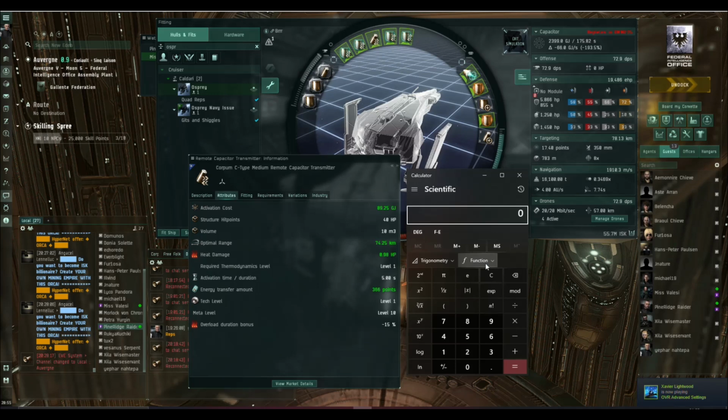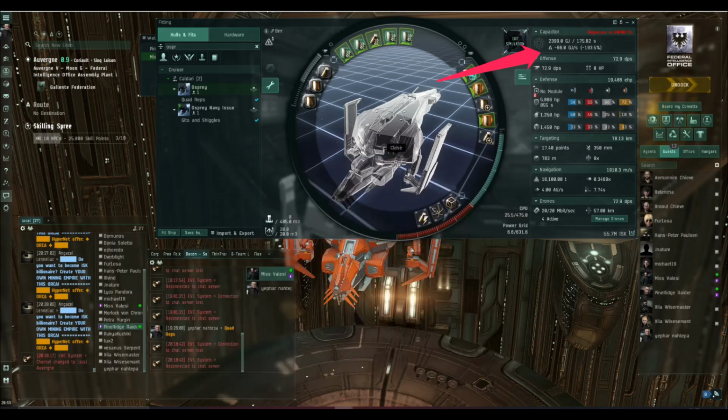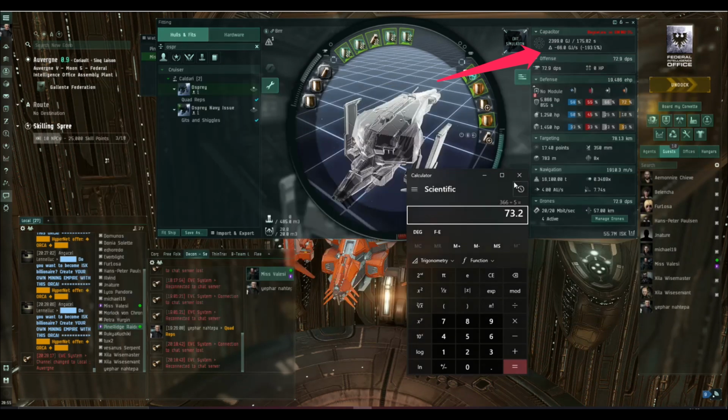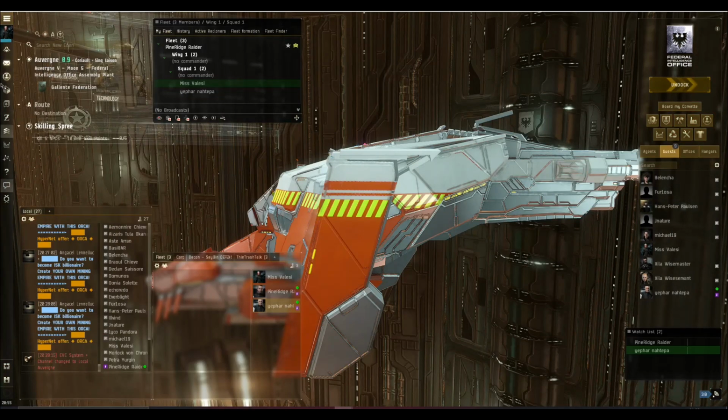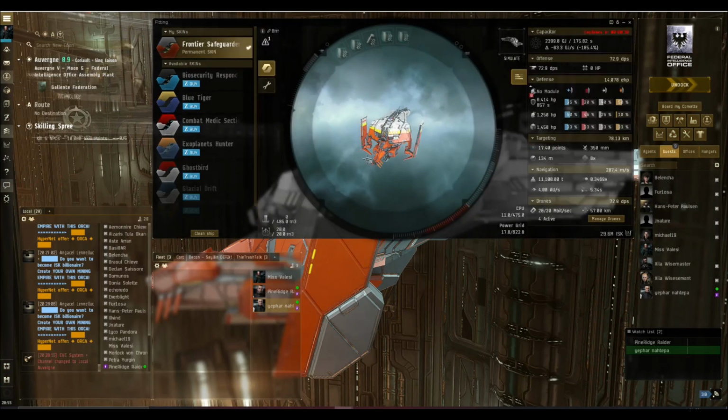So for that 5 second cycle, if we divide 366 by 5, it's going to give us how much cap we're sending over to the other ship per second. That's 73.2. Now this number needs to be bigger than this number. The minus 66 is what we're losing on our fit. So as long as that number in the calculator is bigger than what we're losing on the fit screen, we know we're going to end up being cap stable when we're out on grid. So that little bit of maths is just how you do the check.